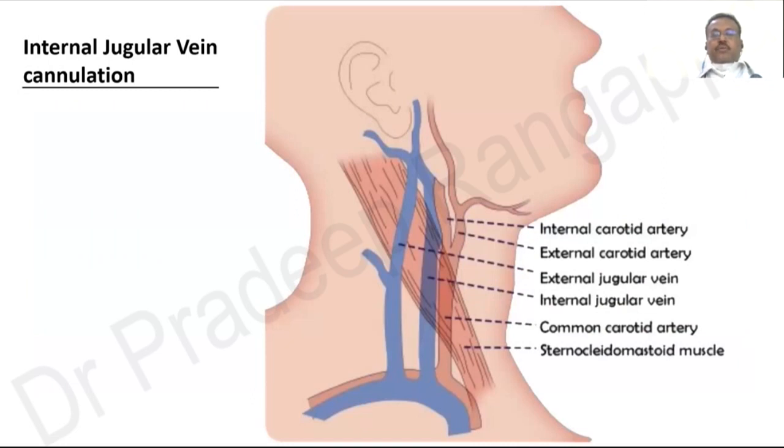Before you start inserting the dialysis catheter, you would be expected to know the anatomy. I'm sure all of you would be familiar. The internal jugular vein, as you know, lies lateral to the carotid artery, which divides into internal and external carotid artery, and lateral to the internal jugular vein would be the external jugular vein. So you need to know this anatomy when you are putting the line.